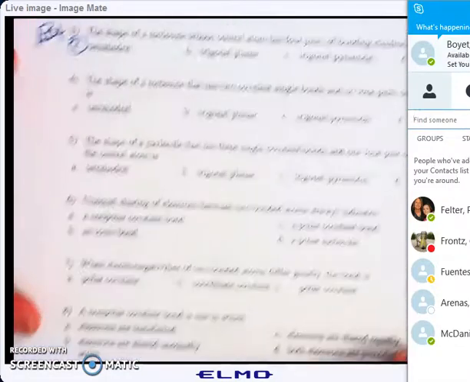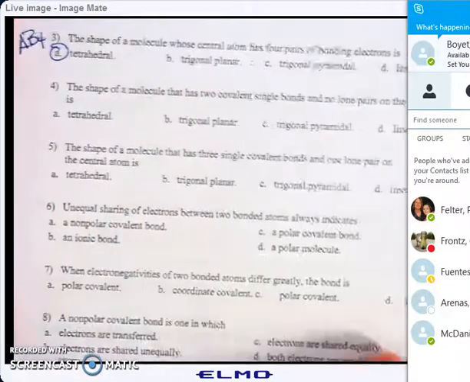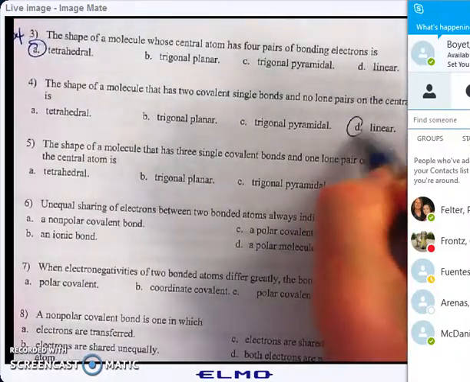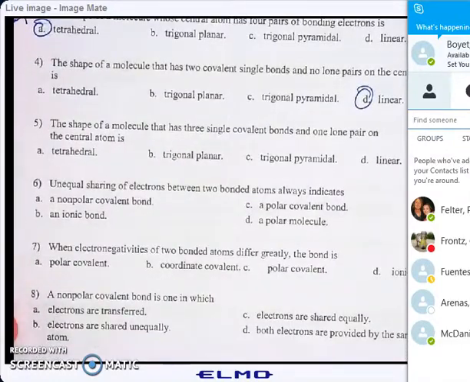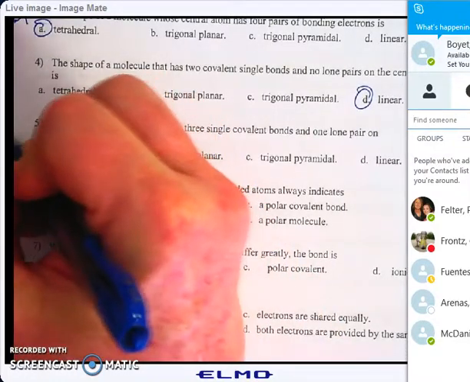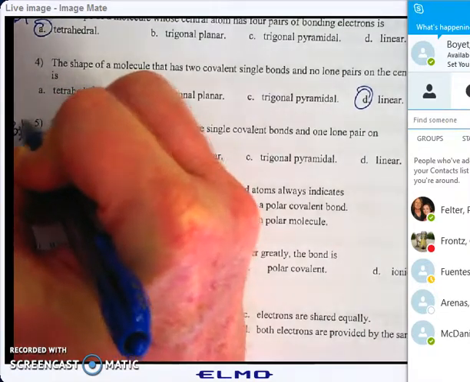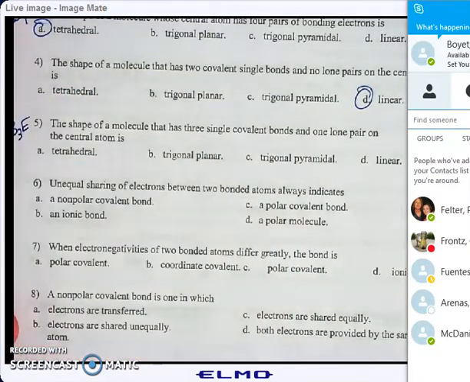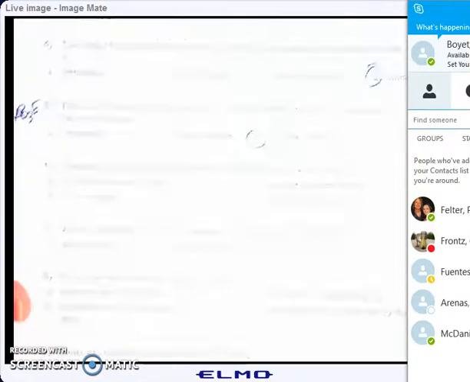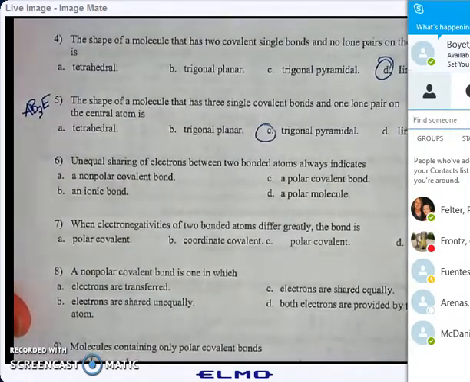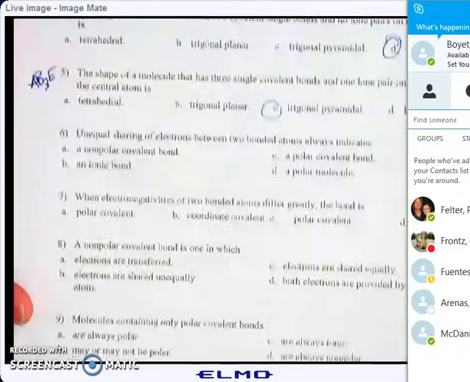Number 4, Victoria. Pardon? D, linear. Okay. Number 5 is an AB3E. Go ahead. All right, so trigonal pyramidal. Number 6.